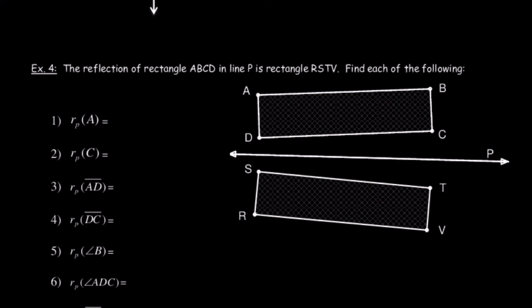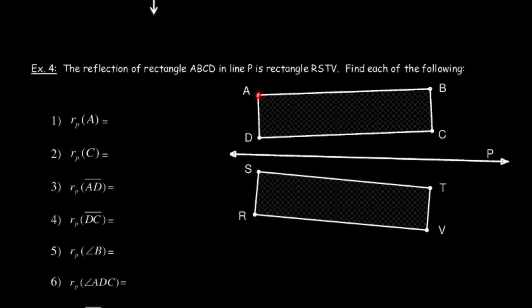Now, think about how reflection works. I'm just going to give you a quick visual here. C, when it got reflected, went to T. If we went the other way, R, when it got reflected, went to A. So what they're doing now is they're just going to give us a reflection. This is reflection in line P of point A. And they want us to say, okay, well, where did it go?